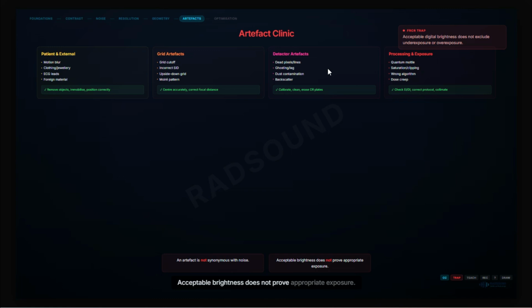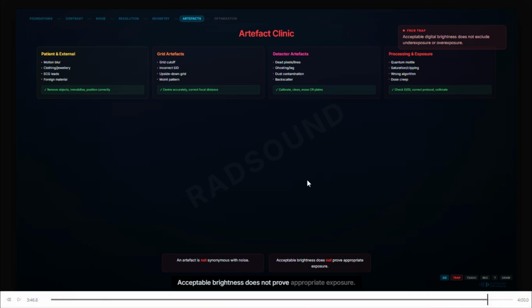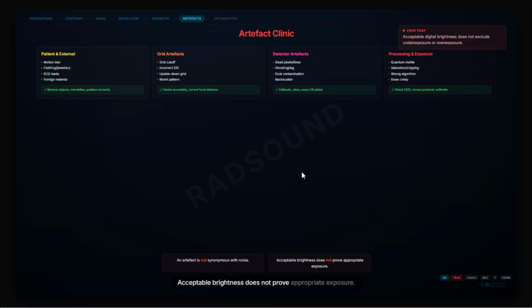So acceptable digital brightness does not exclude under or overexposure. And artifact is not synonymous with noise. Artifacts can be easier to remove, but mostly noise cannot. If we capture something already with noise, it may not be of diagnostic value at all.